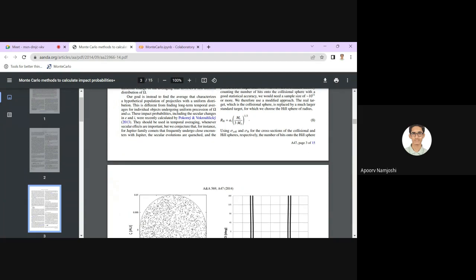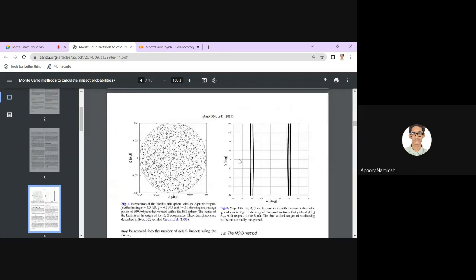Using sigma collision and sigma h for the cross sections of the collisional and Hill spheres, the number of hits onto the Hill sphere may be rescaled into the number of actual impacts, because like I said, there's a scale factor which helps you convert between the actual probability of collision and the probability of entering the Hill sphere, because everything that enters the Hill sphere will not necessarily actually collide with the planet. And this S collision has to be evaluated separately for each hit using the specific value of u, which is the relative velocity of the two bodies.